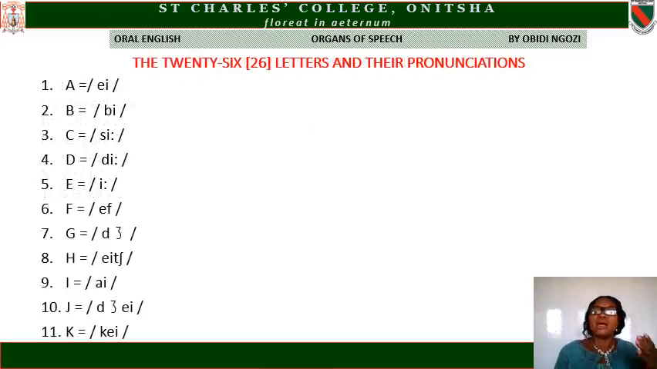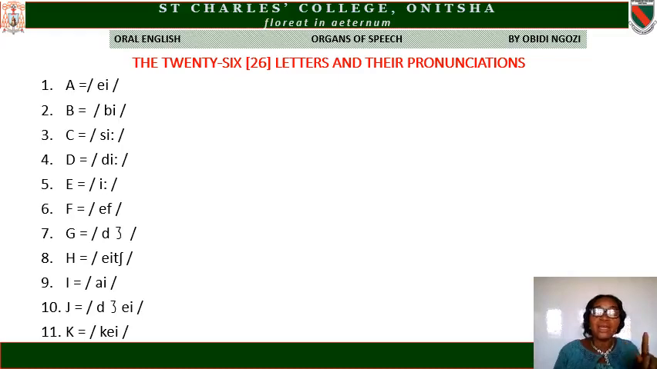Now let us look at a very crucial part of oral English. We have the 26 letters of the alphabet. Some of us don't know how to pronounce each letter. The letters that we call alphabet. Some people call it alphabets. No, we don't have anything like alphabets. What we have is alphabet. No S there. The alphabet contains 26 letters, A to Z. Let us look at each pronunciation.